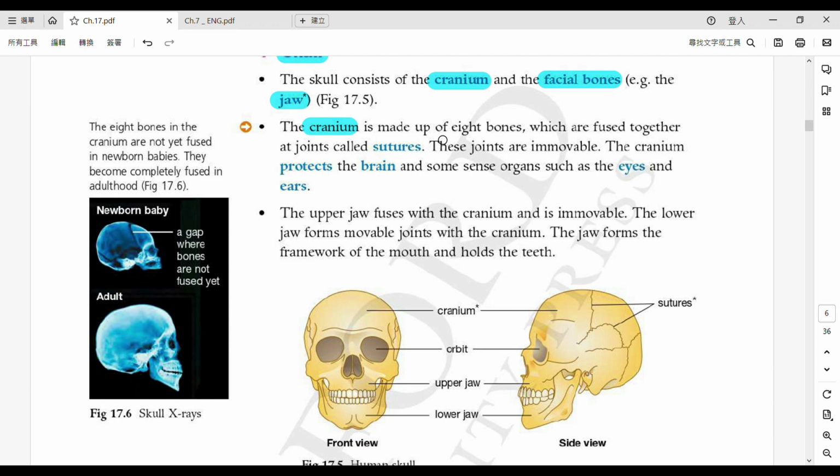And then, the cranium is actually made up of different bones. It's not one complete bone. It's made of 8 bones, and they're fused together. The area where they fuse together, we call sutures. So when are they fused? As you can see on the left, these 8 bones are not fused when we are still babies. But they are completely fused when we become adults. So the sutures will be fused together.